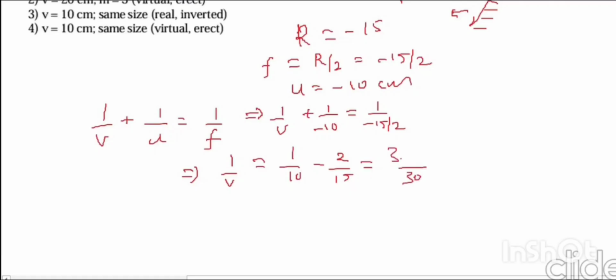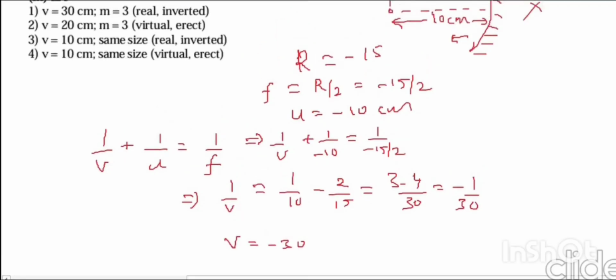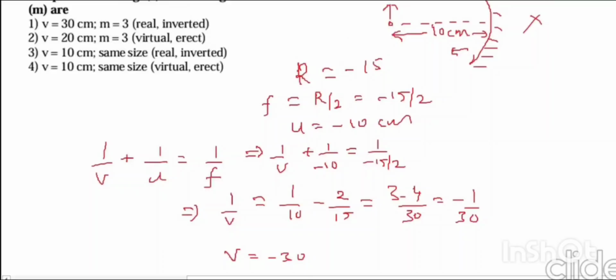So 10 threes are 30, 15 twos are 30, and 3 minus 4 is minus 1. It is coming minus 1 by 30. That means v is coming minus 30. What does this minus indicate? Minus is indicating that the image is formed on this side only, like this.